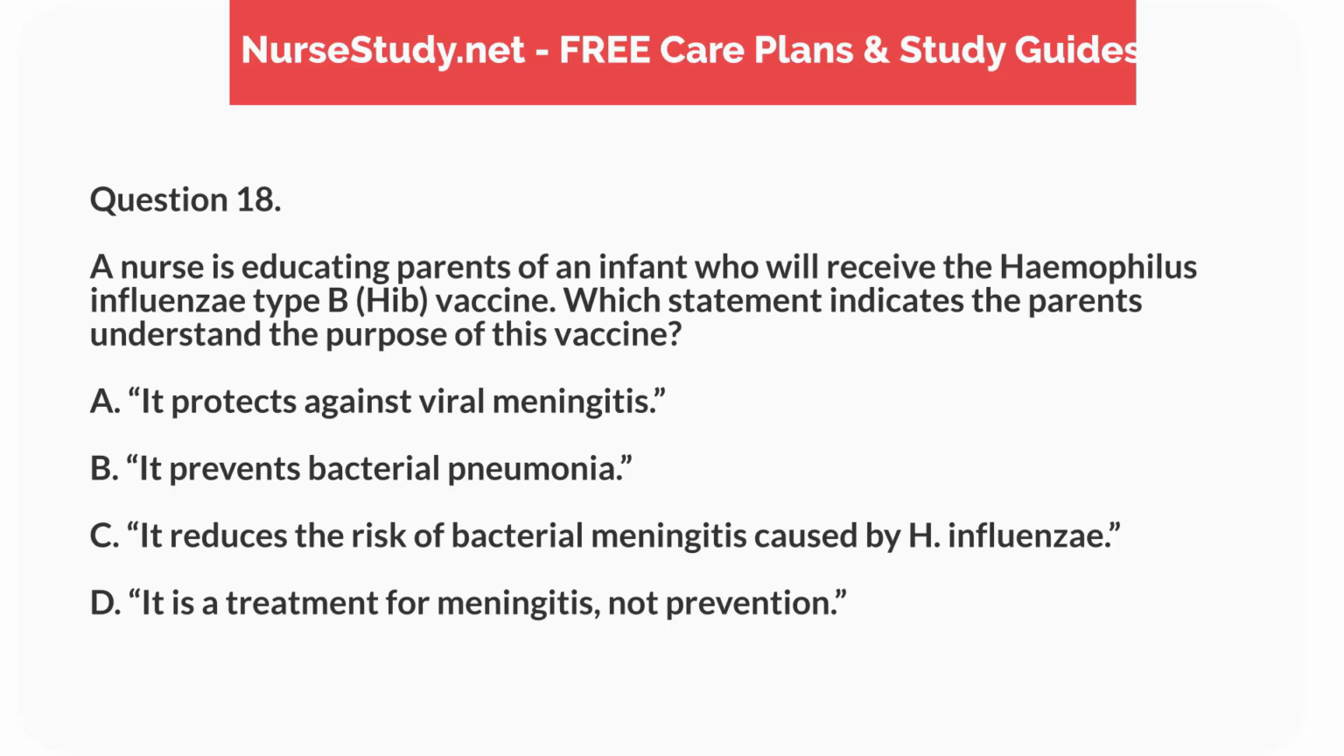Question 18. A nurse is educating parents of an infant who will receive the Haemophilus influenzae type B vaccine. Which statement indicates the parents understand the purpose of this vaccine? A. It protects against viral meningitis. B. It prevents bacterial pneumonia. C. It reduces the risk of bacterial meningitis caused by H. influenzae. D. It is a treatment for meningitis, not prevention.